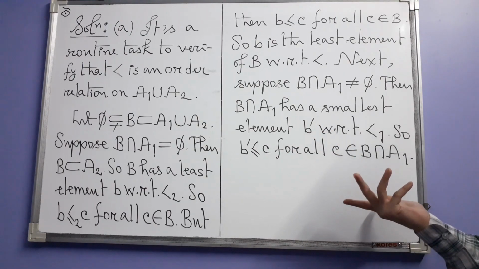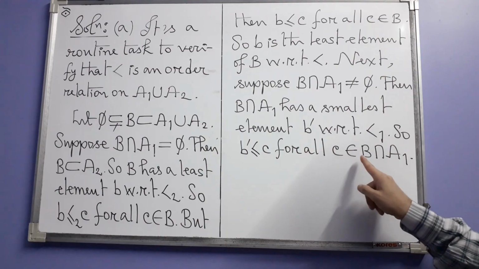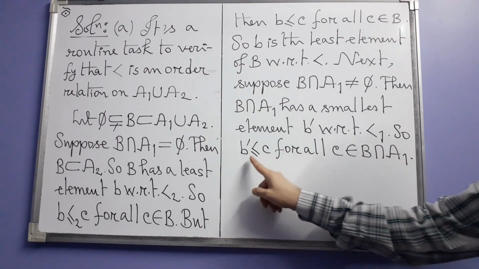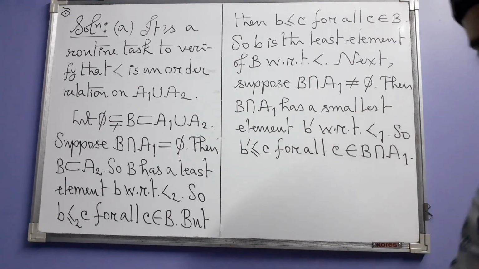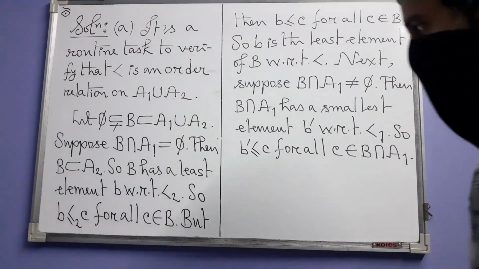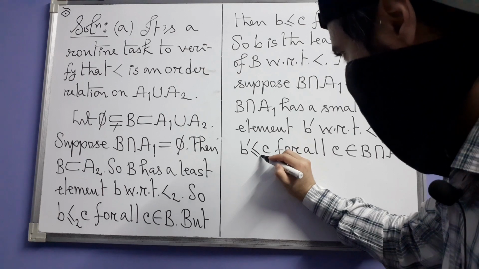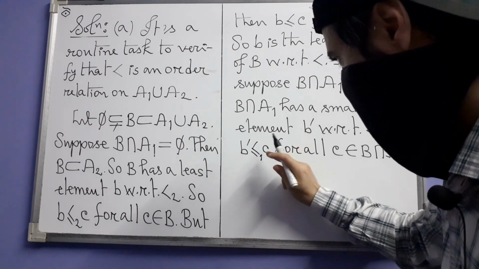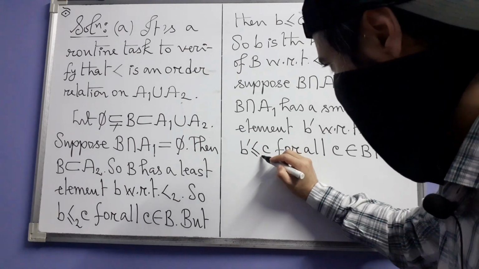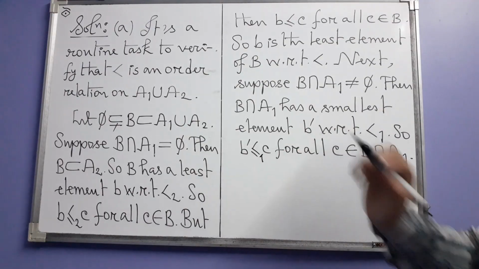Okay, so what does that mean? It means that for any c belonging to B intersection A1, b prime is less than or equal to c. I made a small mistake, which means I skipped steps. This is with respect to this relation.